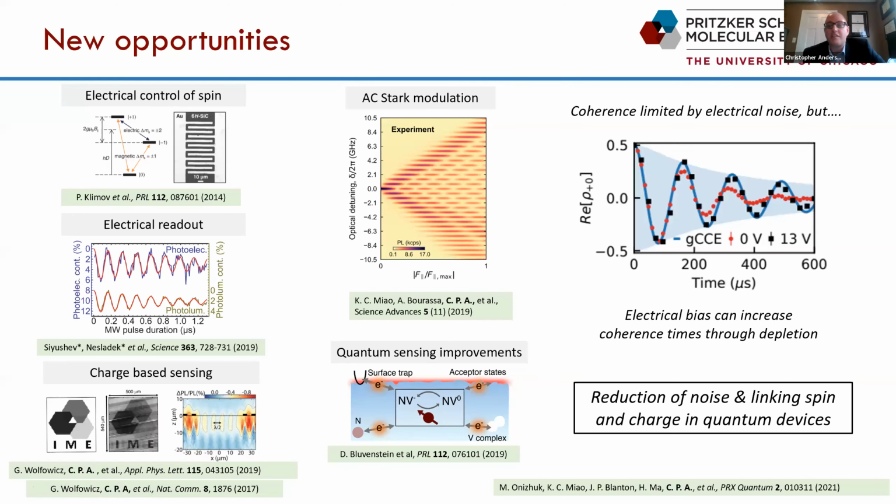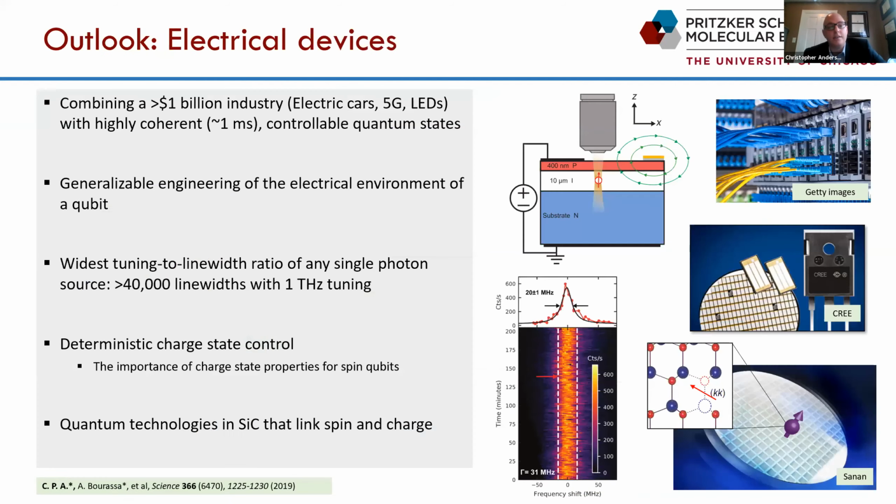One of the fun examples I'd like to show you today is this idea that for certain divacancies that are limited by electrical noise, we can apply voltages, use this depletion effect to clean up the free carriers, and actually see some increase in the coherence time in this system. So there are lots of great opportunities for increasing coherences and also new sorts of quantum devices.